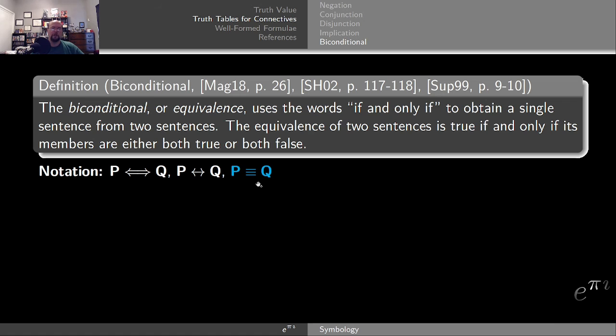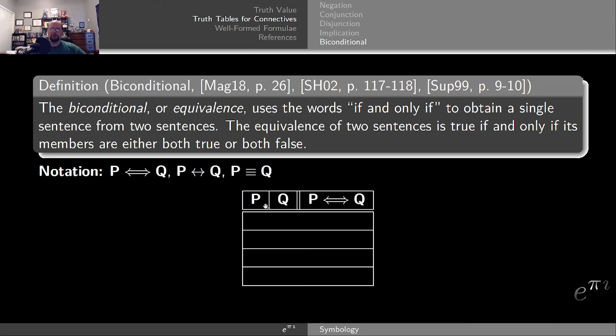For the truth table, the inputs here are P and Q, and the output will be P if and only if Q. Now P if and only if Q will be true only when they match. So double true will be true, true false will be false, false true will also be false, and double false will be true. Again, it's only true if they match, and that gives me the truth table for the if and only if.